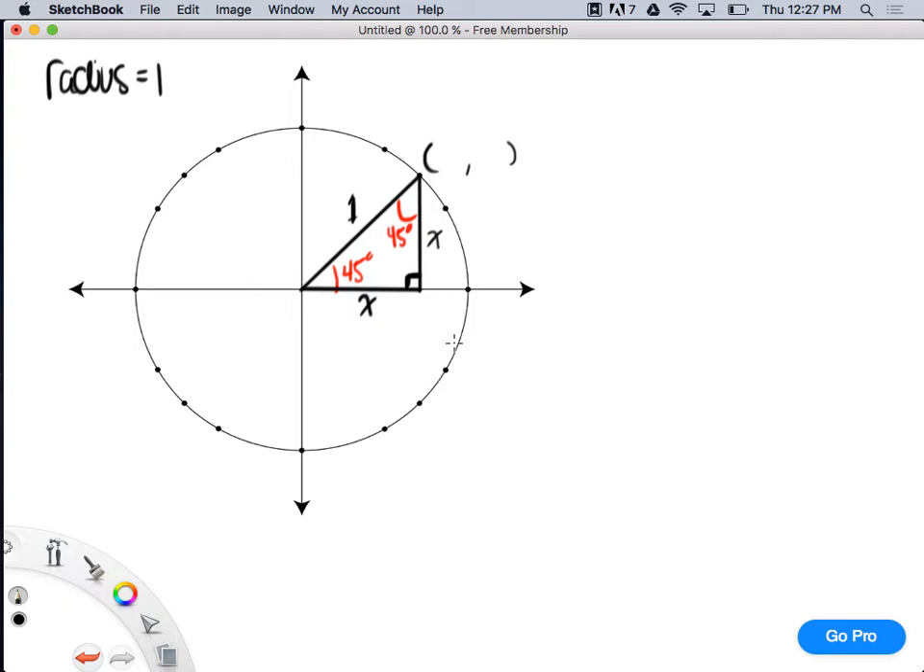Good. So go ahead and try and solve for x. It's going to be a little bit different most of the time. You can use Pythagorean Theorem to solve for x. So go ahead and set it up. Remember, the hypotenuse is always by itself.